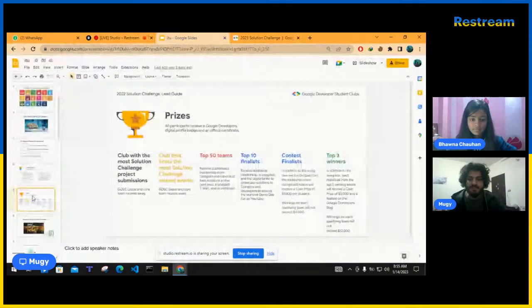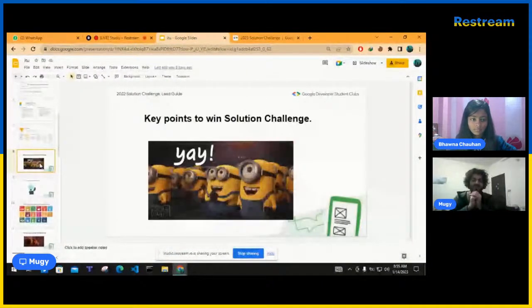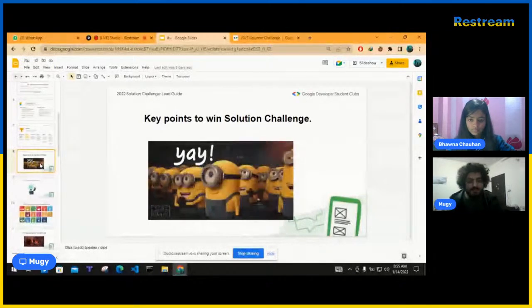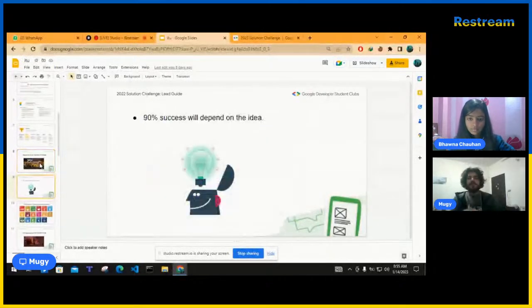Okay, next I'm going to share key points like how you can win the Google Solution Challenge. So yeah, let me go to the next slide. Okay, the first key point is 90% of success will depend on the idea. Here is the thing. Many of us think that we cannot have an idea, or that we can never have a different, unique idea. But the reality is anyone can have a great idea. Anyone can have a great, super, amazing idea. You just have to give it a try. You just have to think for a moment.